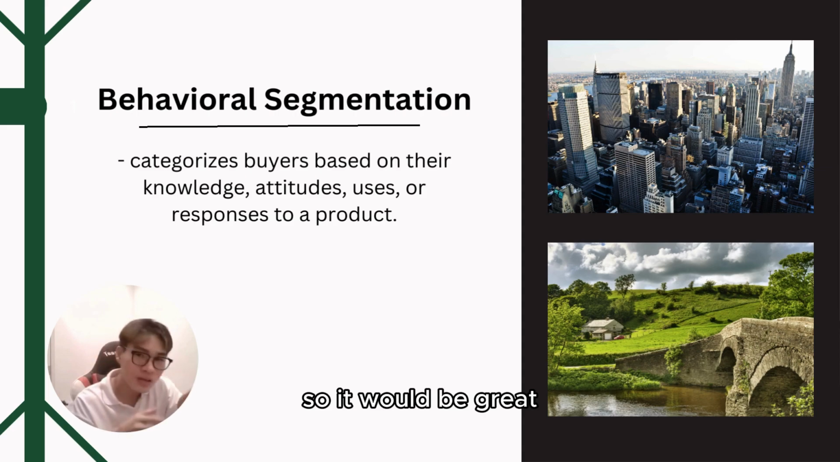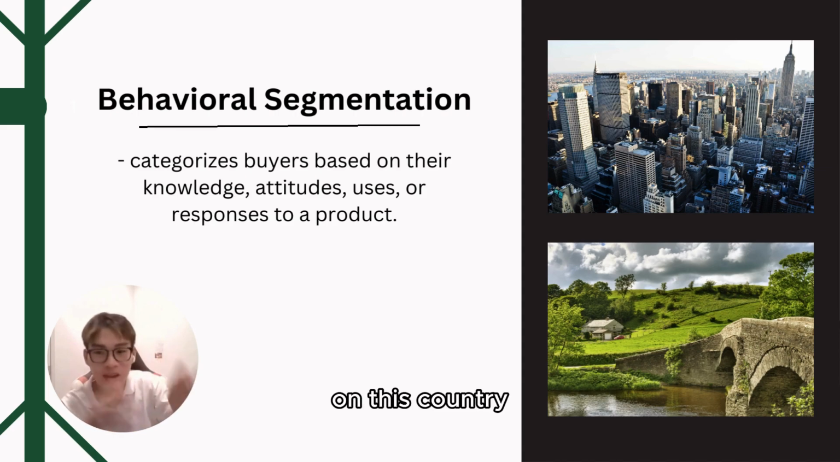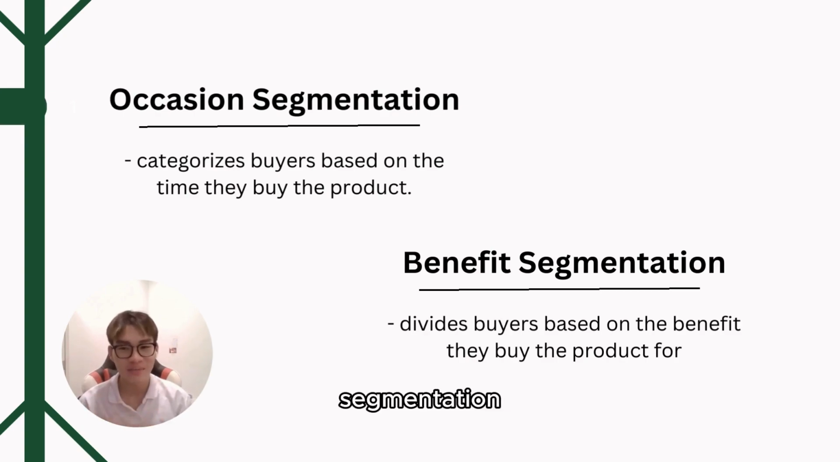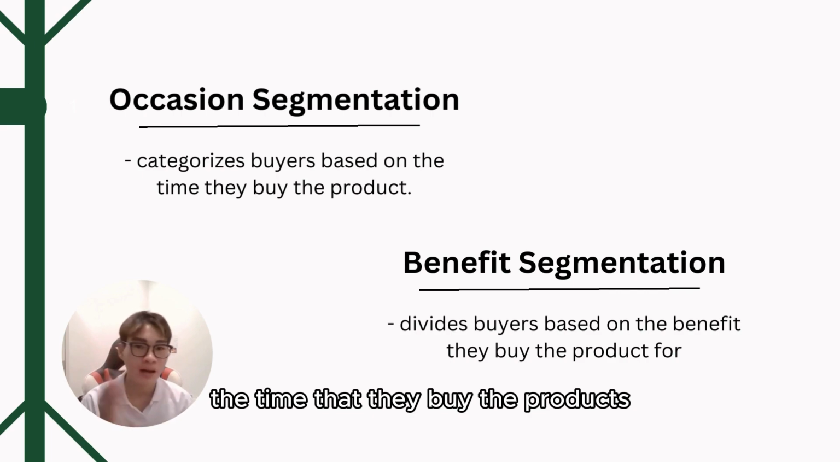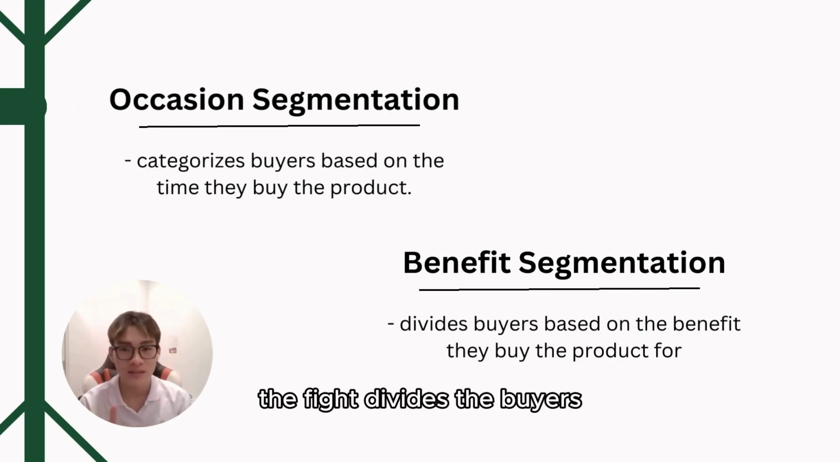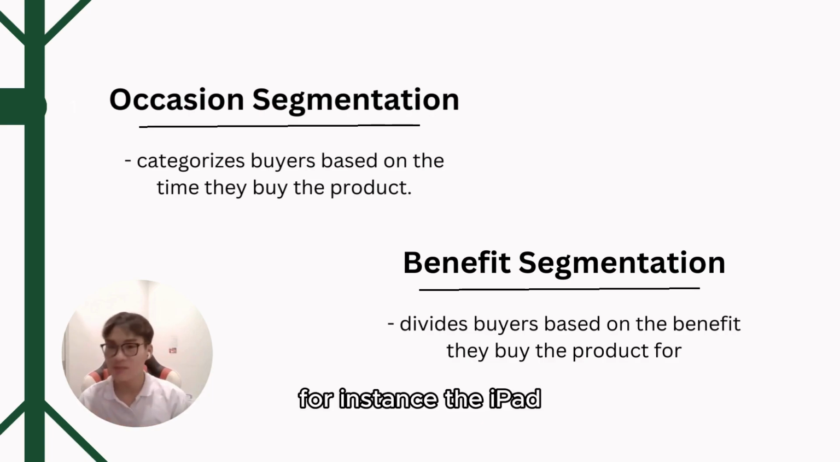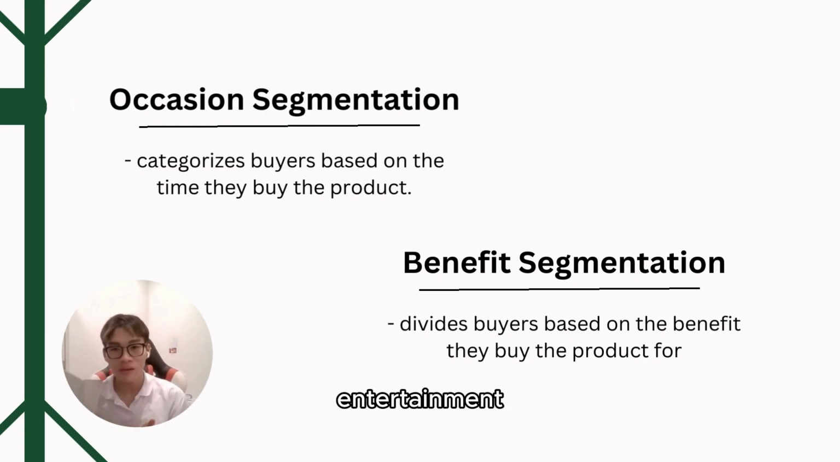So it would be great for a company to test products in this country to gain advice and feedback. Next is occasion segmentation, which categorizes buyers based on the time that they buy the products. Finally, benefit segmentation divides buyers based on the benefit they buy the products for. For instance, an iPad: some people will buy it for entertainment, while others will buy it for education.